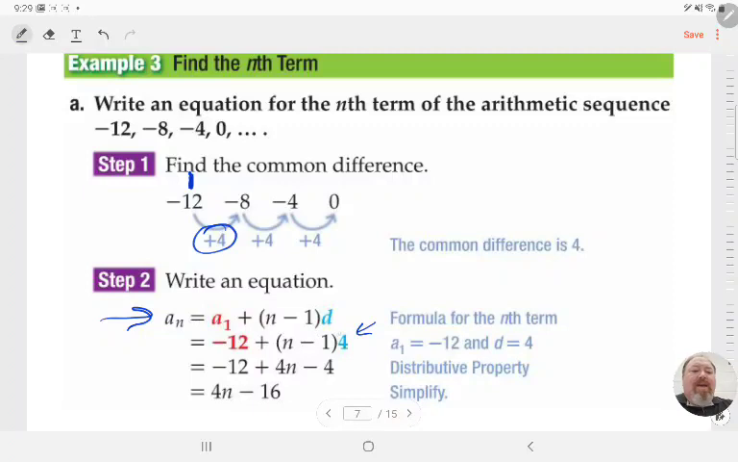And then I would have to distribute. So I'd have negative 12 plus 4 times n minus 4 times 1, which would be 4. Combine my like terms, and that would be 4n minus 16. And that's the equation to find any term in that list of terms, okay?